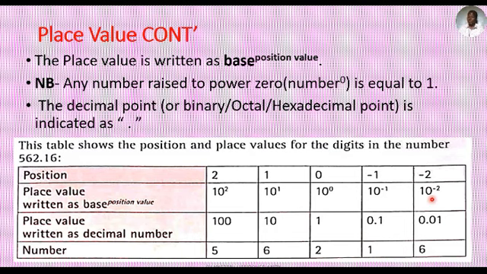This one is the same as 10 to the power -2, which is 1 over 10 to the power 2. In short, we have 1 over 100. 1 over 100, changing it to a decimal number, becomes 0.01.